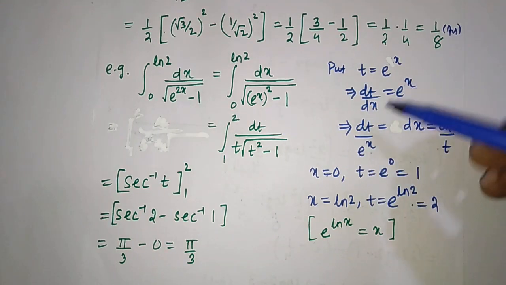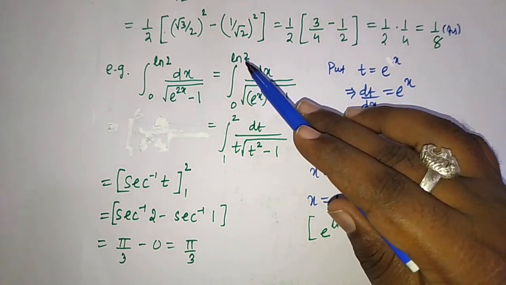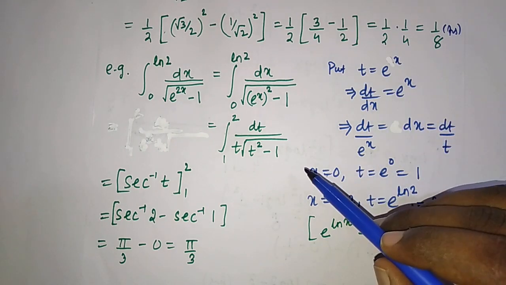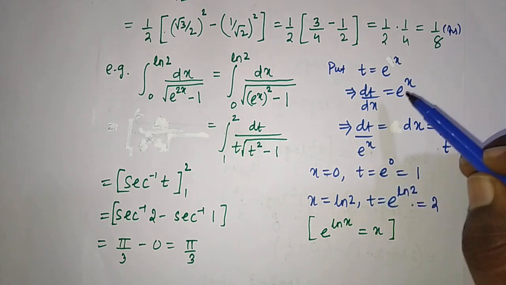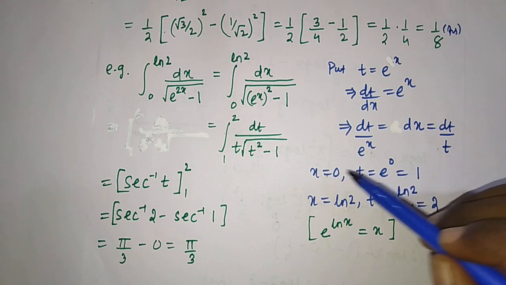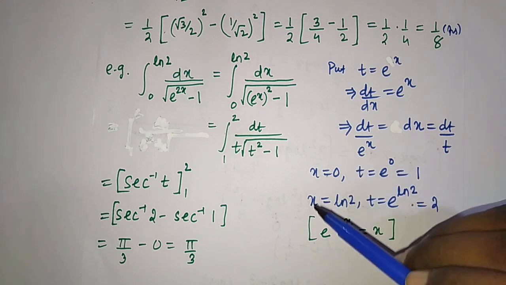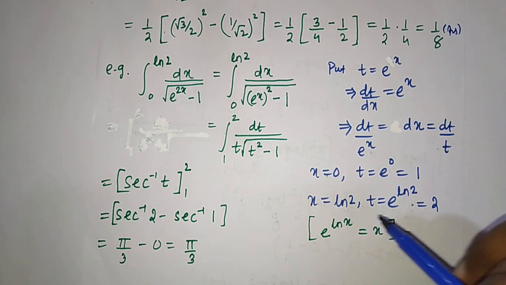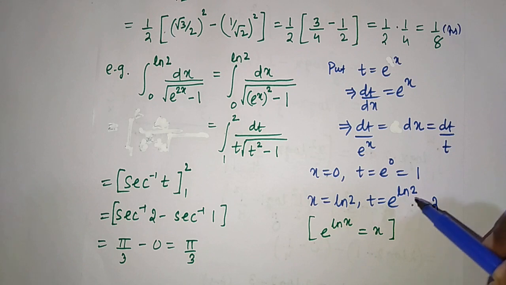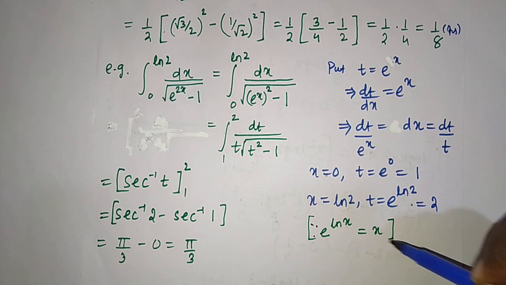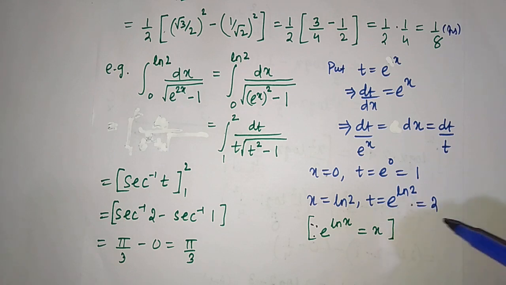Okay, so here see, lower limit is 0, upper limit is ln 2. So here we have taken t equal to e to the power x. So when x equal to 0, then t equal to e to the power 0, and e to the power 0 is equal to 1. Okay, so when x equal to 0, then t equal to 1. Again, when x equal to ln 2, then t equal to e to the power ln 2, and e to the power ln 2 is equal to 2, because here we have one property, e to the power ln x is equal to x. So e to the power ln 2 is equal to 2. So when x equal to ln 2, t is equal to 2.